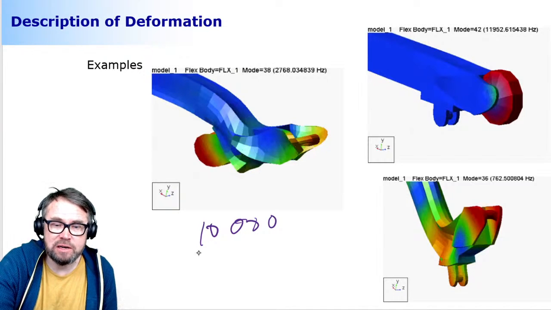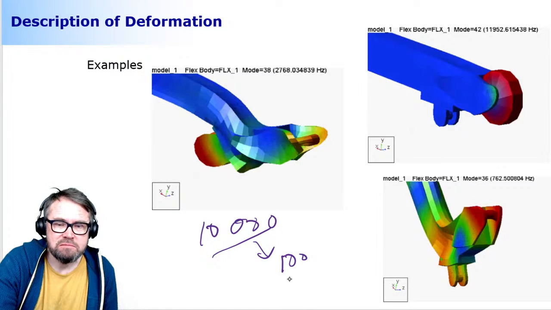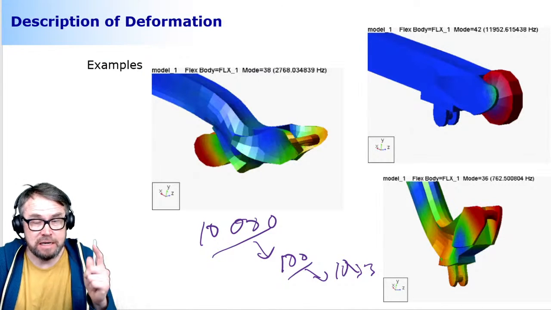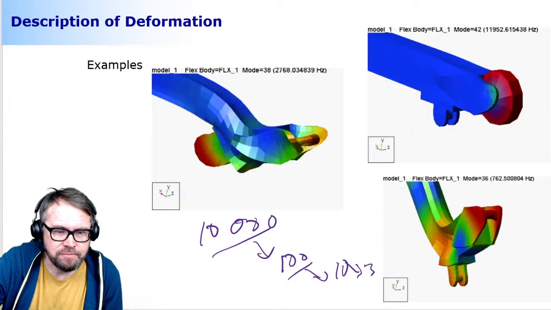And this is the way you can come down from 10,000 to, let's say, 100. Sometimes you can easily go down to 10. Sometimes it's enough to use just the 3 modes, 3 deformation modes. That's the idea in the modal reduction.